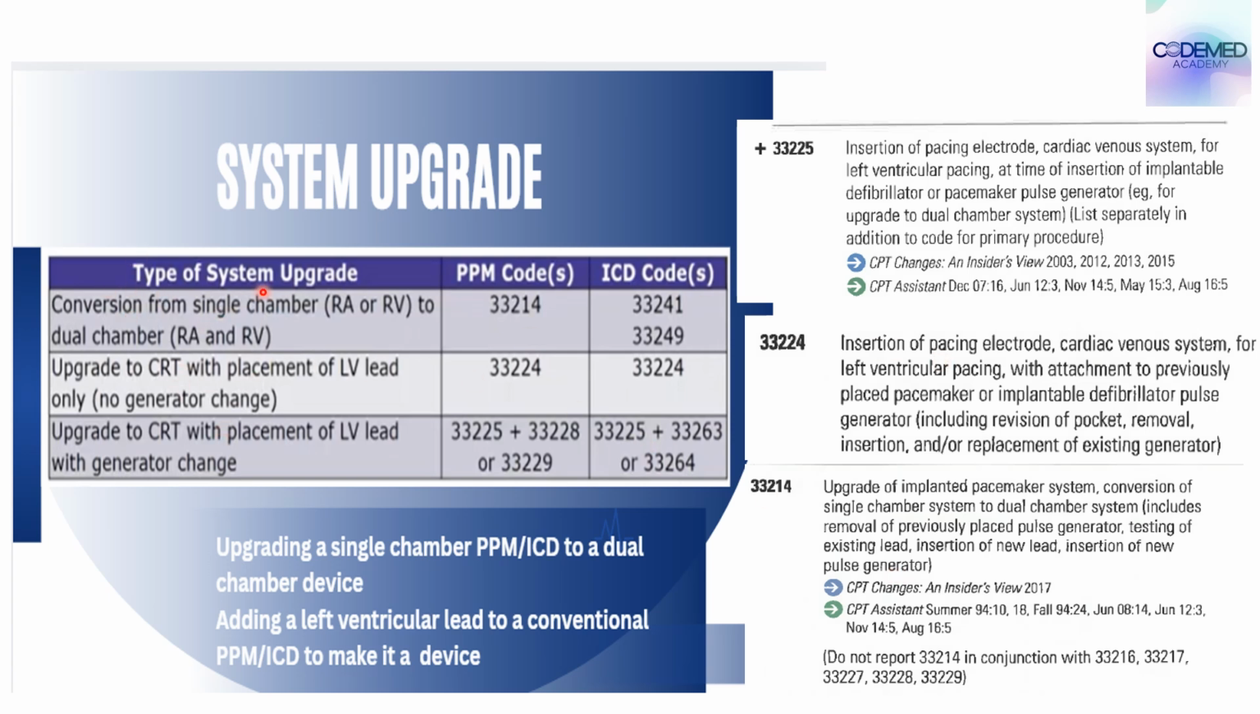So for the conversion from single chamber to dual chamber, we have the code 33214. Upgrade to CRT with the placement of LV lead, we have the code 33224. And upgrade to CRT with the placement of LV lead with a generator change, no generator change means it is the existing system. With a generator change, that means you are putting a new system because you are upgrading the LV and putting the A, you have the code 33225 plus 33228 and 229. These are for the generator change. So you have to be that particular.